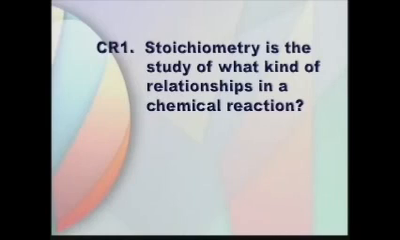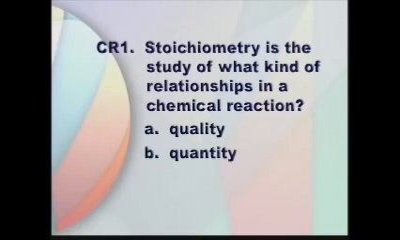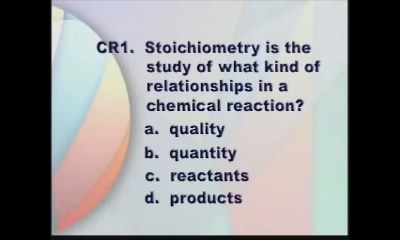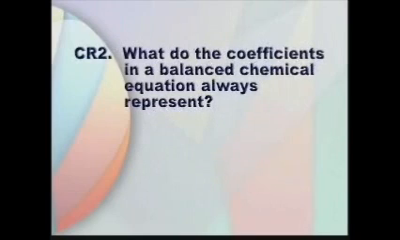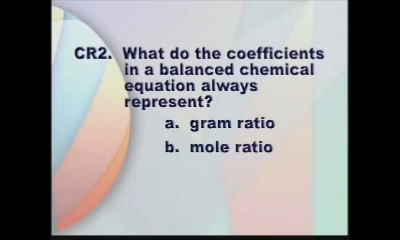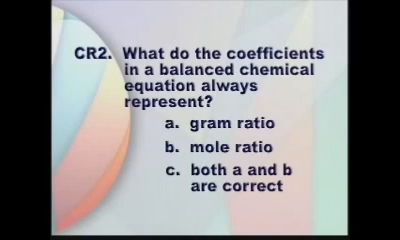Cumulative review question number 1. Stoichiometry is the study of what kind of relationships in a chemical reaction. A. Quality. B. Quantity. C. Reactants. D. Products. Cumulative review number 2. What do the coefficients in a balanced chemical equation always represent? A. Gram ratio. B. Mole ratio. C. Both A and B are correct.